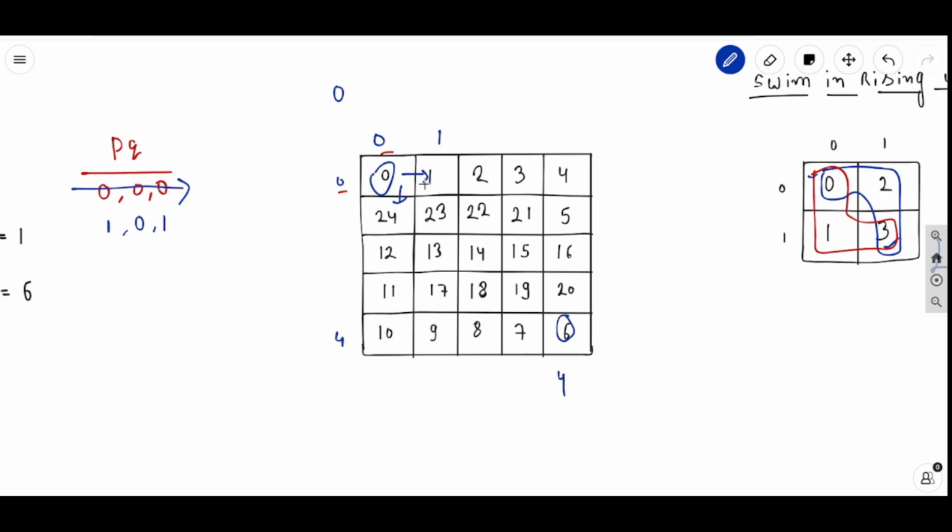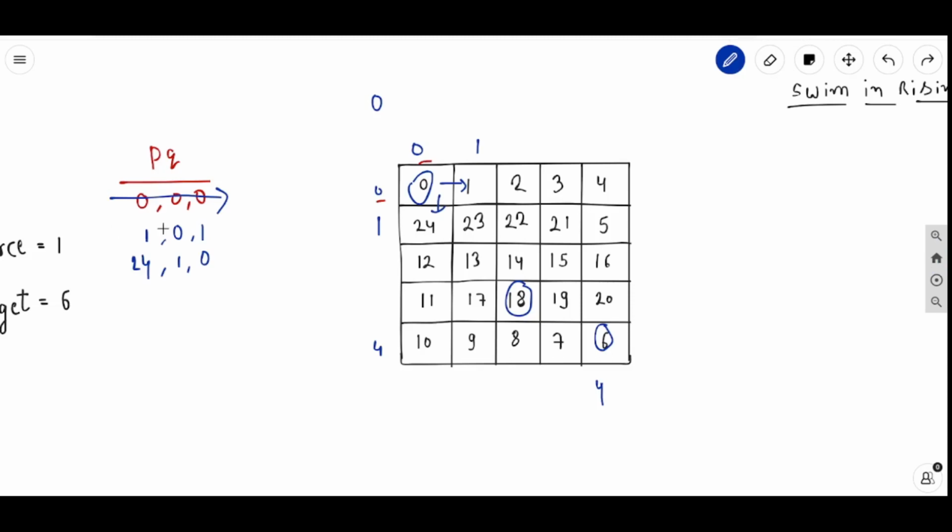Then explore cell 1 0, and also push this cell along with the updated elevation level, which is 24, because max of 0 and 24 is 24. That is, to reach cell 0 1 the maximum elevation which I have encountered is 1, while to reach cell 1 0 the maximum elevation level that I have encountered is 24. So you got the idea. To reach any cell in the given matrix, I'm trying to figure out the maximum elevation level which I have encountered.